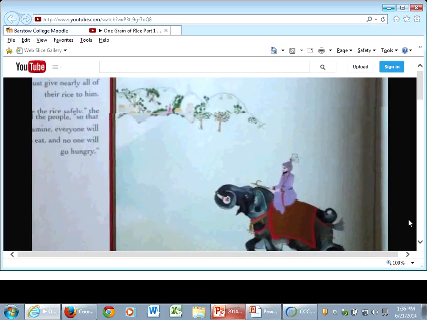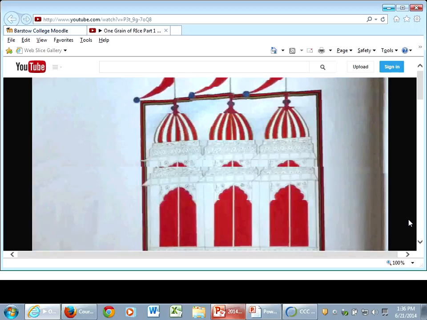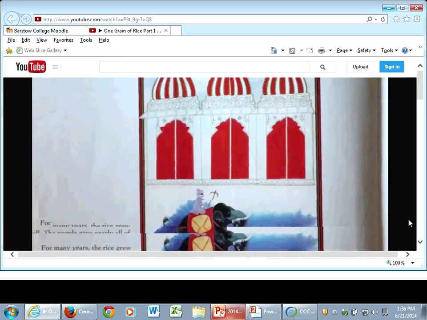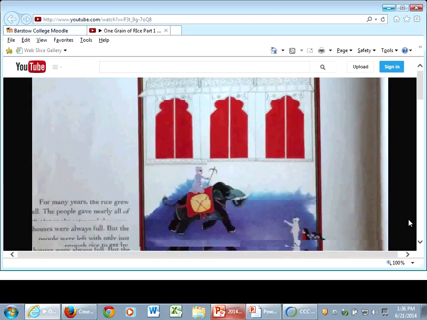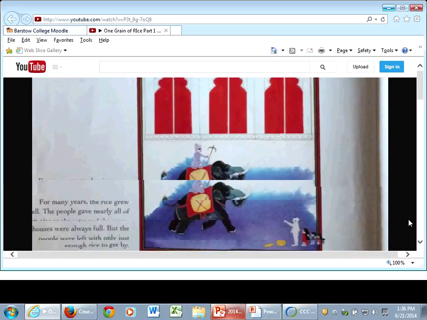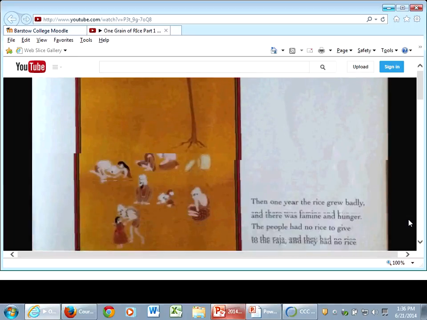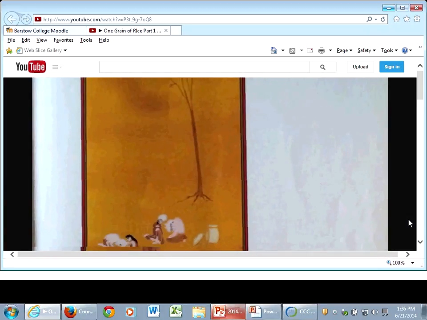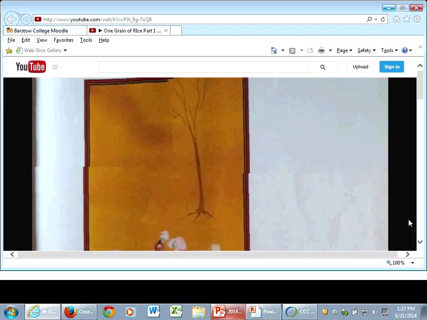Each year, the Raja's rice collectors gathered nearly all of the people's rice and carried it away to the royal storehouses. For many years, the rice grew well. The people gave nearly all of their rice to the Raja, and the storehouses were always full. But the people were left with only just enough rice to get by. Then one year, the rice grew badly, and there was famine and hunger. The people had no rice to give to the Raja, and they had no rice to eat.